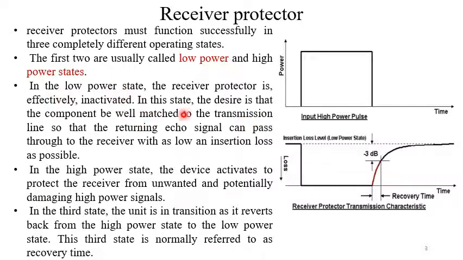So in the low power state, the receiver protector is effectively inactivated. In this state, the desire is that the component be well matched to the transmission line so that the returning echo signal can pass through to the receiver with as low an insertion loss as possible. In the high power state, the device activates to protect the receiver from unwanted and potentially damaging high power signals. This region is the high power state.